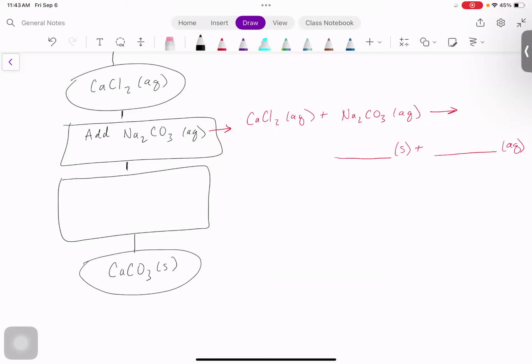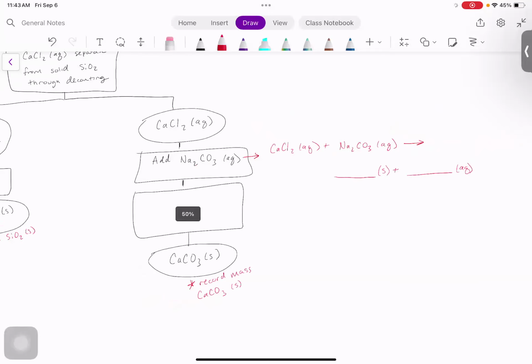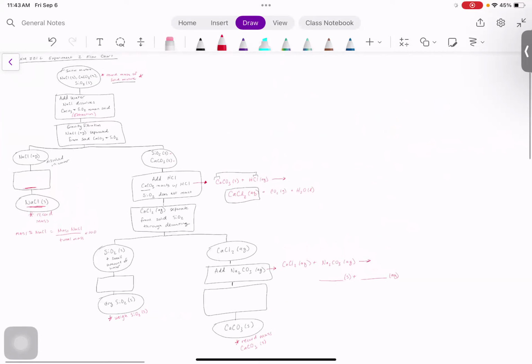So I'll leave that to you to fill in those remaining steps of the flow chart there, using the procedure video. And the last thing that we've got to record here is the mass of the CaCO3, which will be a nice dry solid. So this is kind of how my overall flow chart looks. And you'll see it's kind of long. This might end up needing to be something that you fit on multiple pages.